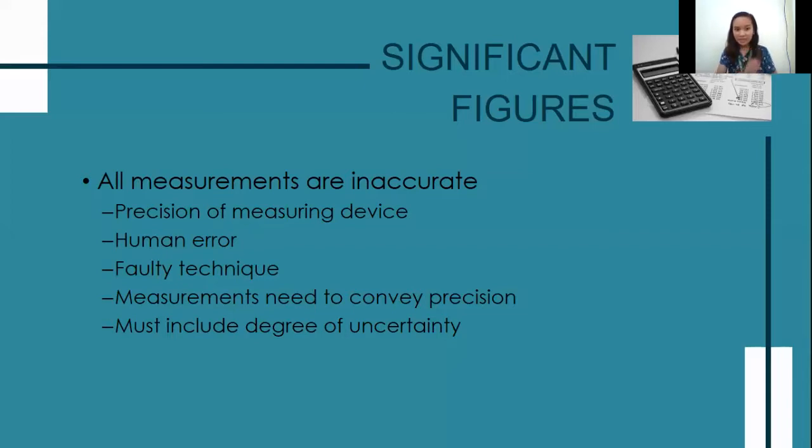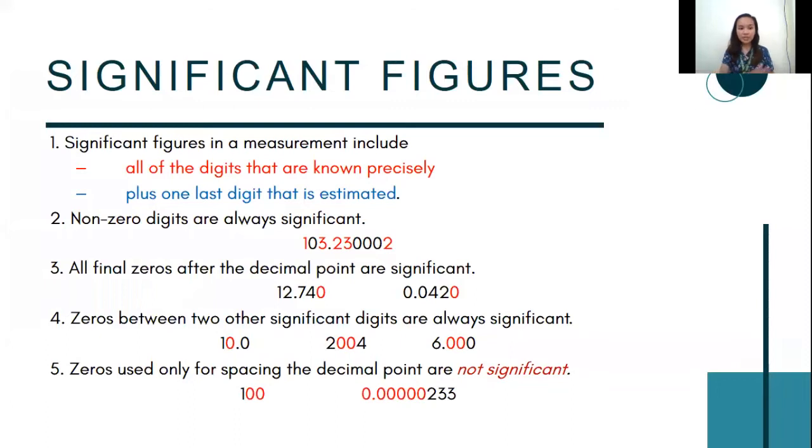And since these measurements are inaccurate, they need to convey precision, so they must include a degree of uncertainty. So there are 5 rules in determining significant figures. First, significant figures in a measurement include all of the digits that are known precisely, plus one last digit that is estimated. Number 2, non-zero digits are always significant. So what are these non-zero digits? These are your integers 1, 2, 3, 4, 5, 6, 7, 8, and 9.